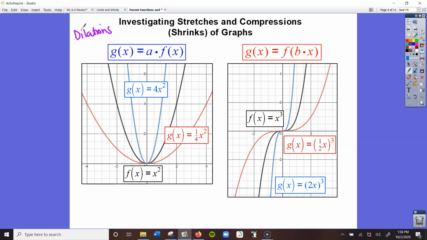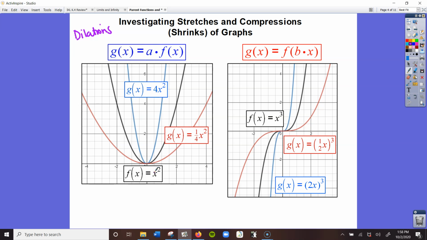So transformations all have their own operation, right? We saw that with translations that we were just doing, you're adding or subtracting a number. So if you see addition or subtraction, that means that your graph is simply moving left, right, or up and down. Versus dilations are multiplication and division. So if you have a number that is multiplied, that would be a stretch. If you have a number that is divided, that would be a shrink.